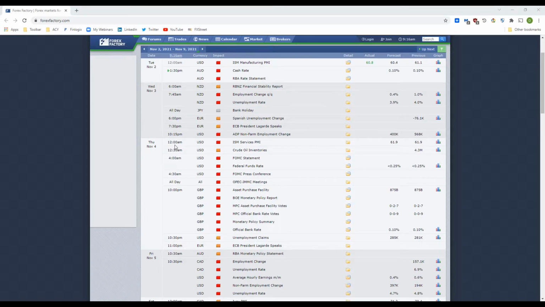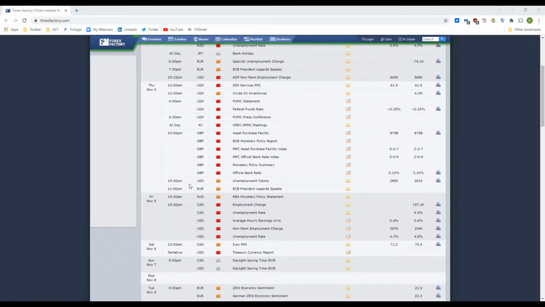Into Thursday, the US ISM services PMI. And then the bigger one, the FOMC statement, 4 o'clock in the morning for me. Later in the day, so we've got the US interest rate decision early Thursday morning for me, and then for the UK, 10 PM my time, again Queensland time, we've got the pound interest rate decision, official bank rate coming in at 10 PM.